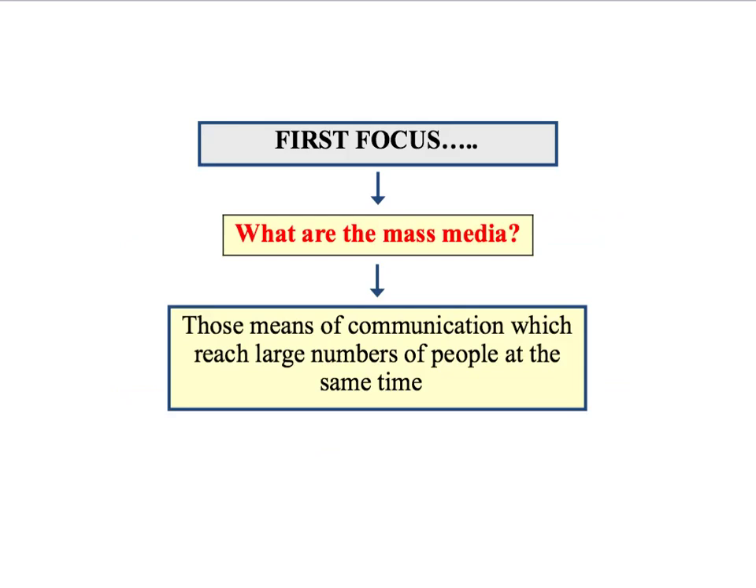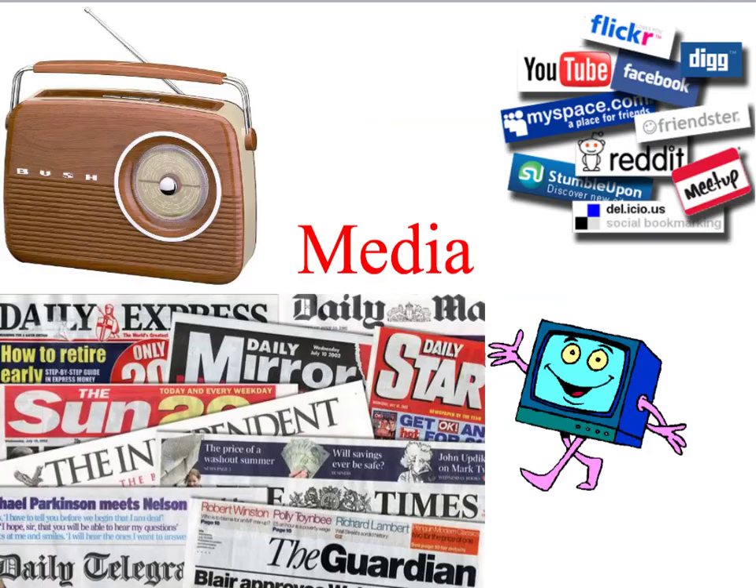So let's start by defining what sociologists mean by this term, the mass media. And we can see our definition here. We're talking about forms of mass communication. So those means of communication which reach large numbers of people at the same time. And this means that the mass media includes things like television, radio, newspapers and other print media, and of course increasingly important various forms of electronic and digital media.